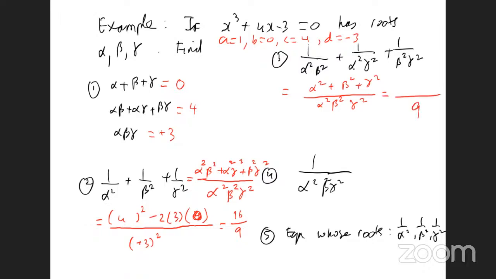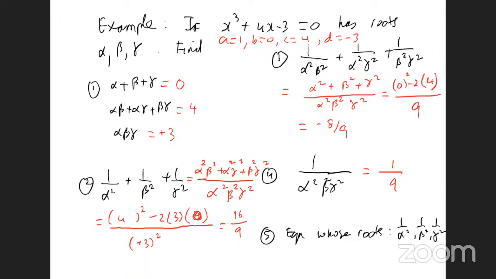So again, the underneath is 9. And the numerator is what? Alpha plus beta plus gamma all squared minus 2 by the pairwise sum. Pairwise sum is 4. So I got -8 on 9. Are we okay with that? And then the last one is 1 over the product, 1 over 9.